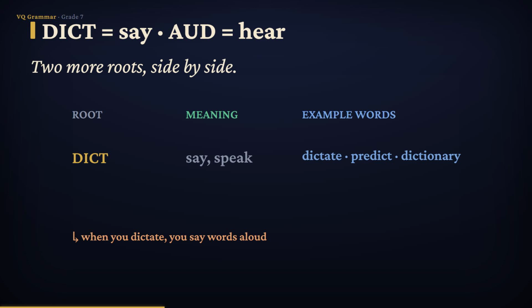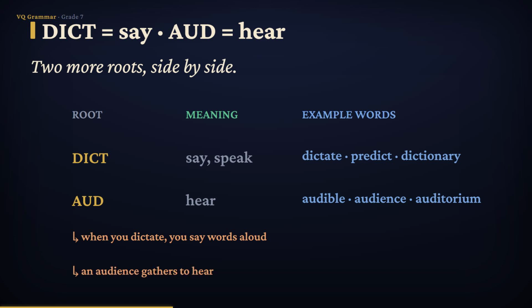Our second root here is AUD, which means to hear. A sound that is audible is one you can hear. An audience is a group gathered to hear or listen. And an auditorium is a hall built for hearing, a place where sound carries to every seat. Say them together. Dict for saying, aud for hearing.